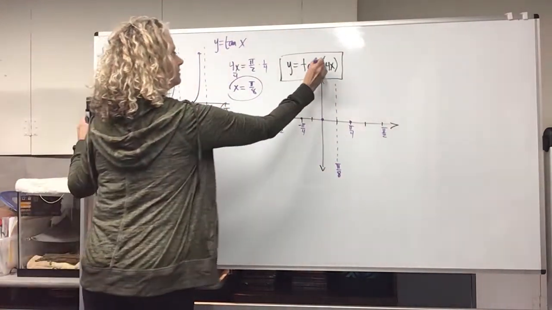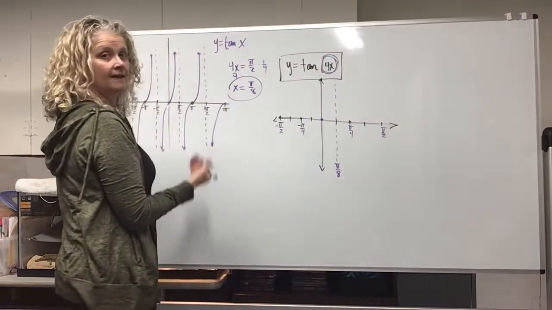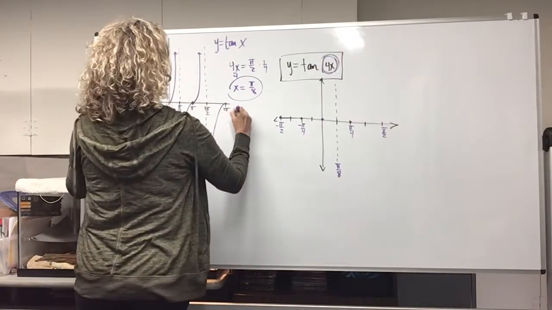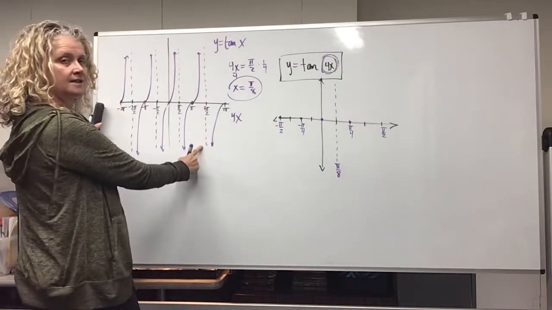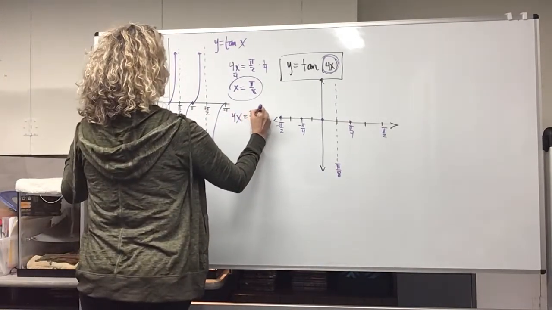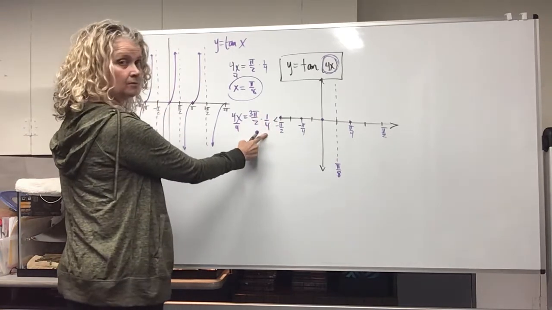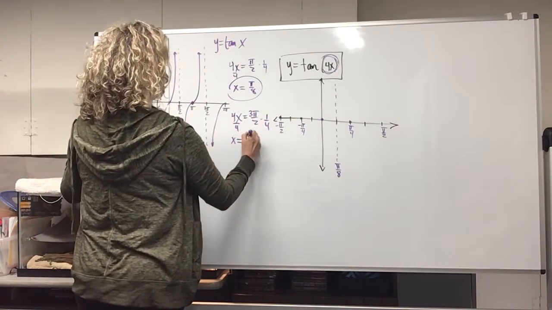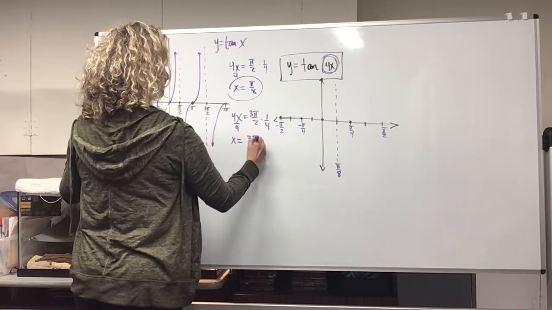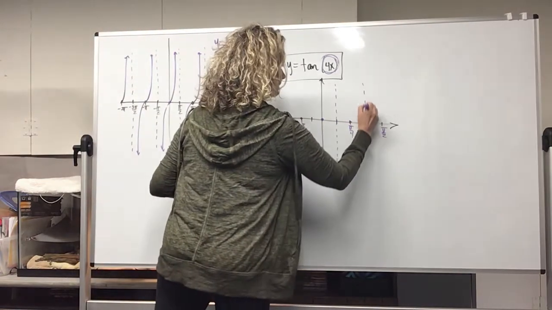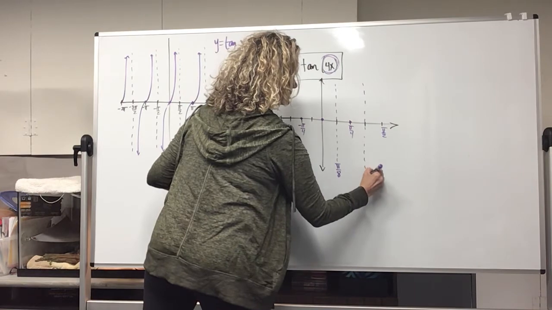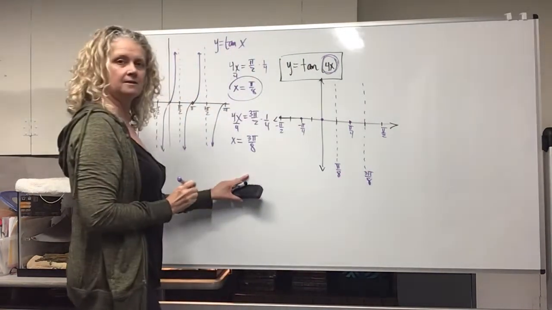For the next asymptote, we take what's called the argument, and that's what you're tanning. And we're going to do 4x equals, we're going to go to our second asymptote, 3 pi over 2. Divide both sides by 4, we're just saying multiplying by 1/4, and we get 3 pi over 8. We now have our second asymptote, 3 pi over 8.